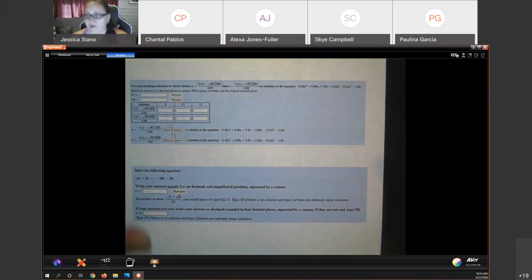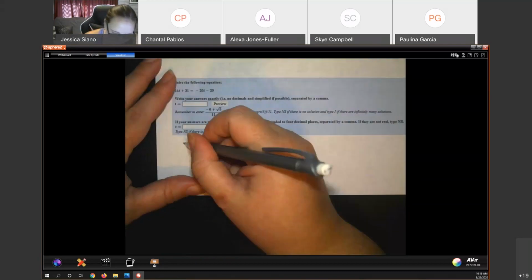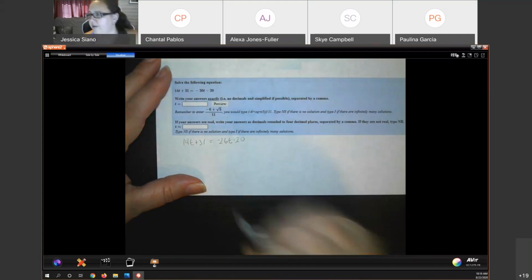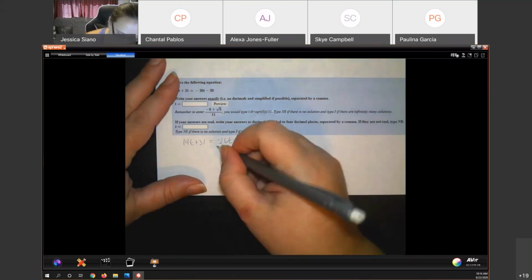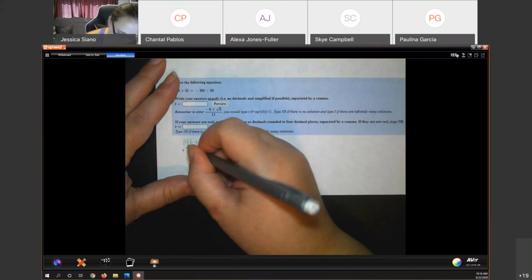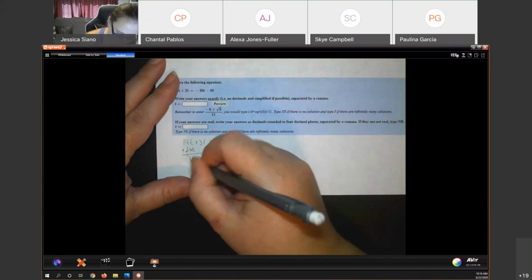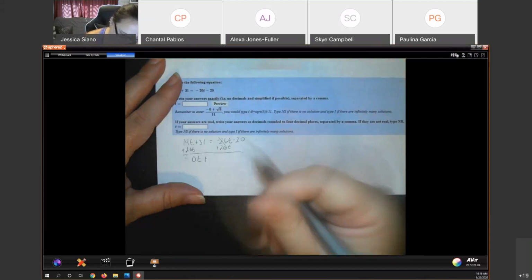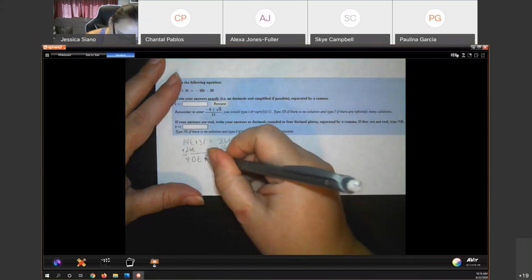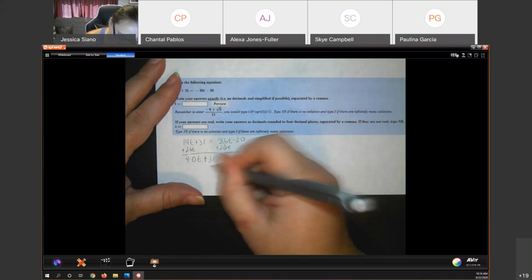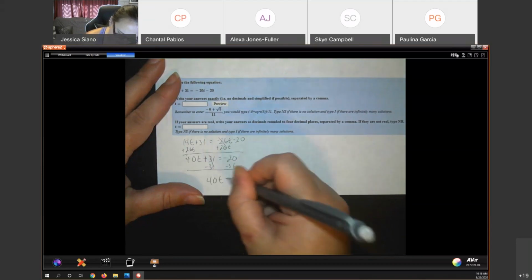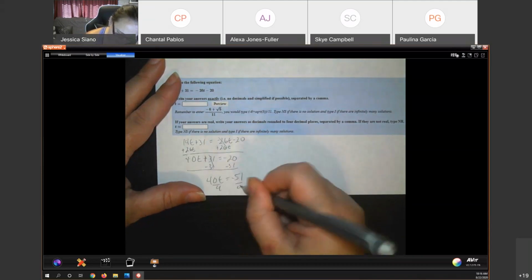Now let's solve equations the old-fashioned way. Here we have 14t plus 31 equals negative 26t minus 20. Let's combine my t's. That should be 40t. Minus 31, divided by 40.